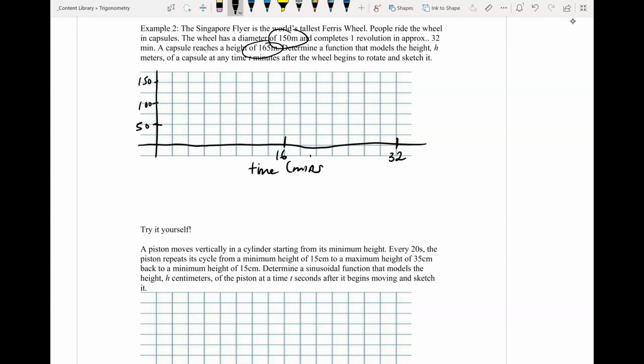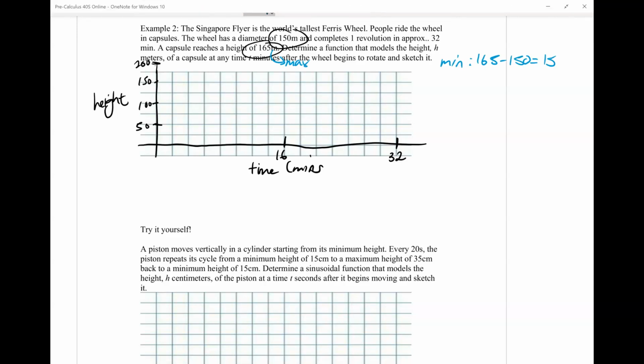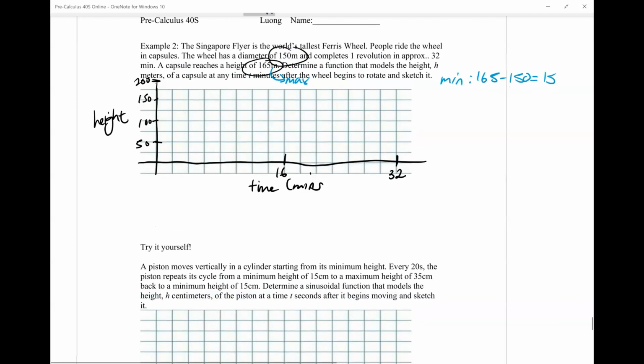Okay, so then we have our y-axis, which describes the height of the Ferris wheel. Then we have to also find where our max and min is. Well, we know our max is 165 already. Our min we can find pretty easily because we know the diameter. So that'll be our maximum minus our diameter, which gives us 15. So the very bottom of the Ferris wheel is going to be 15 then. So between 15 and 165, this will help us determine what our middle line is.